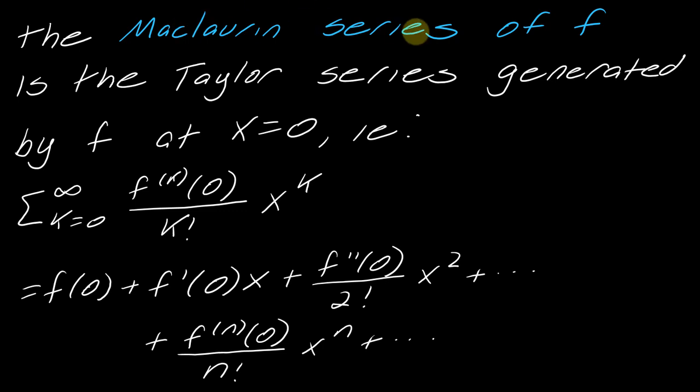When x equals 0, it's just called the Maclaurin series, but we actually kind of use them interchangeably. So I could call this Maclaurin series. If I call it Maclaurin series, then you know that my a equals 0. Or I could say the Taylor series generated by f at x equals 0, and that means it's a Maclaurin series. We kind of go back and forth. I see them stated in both ways.